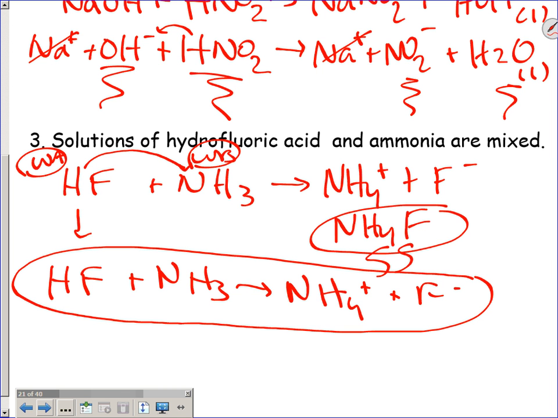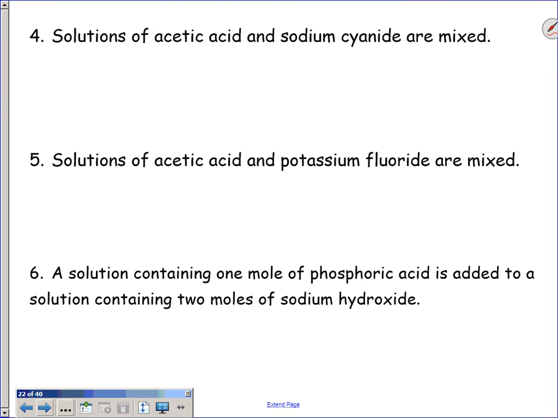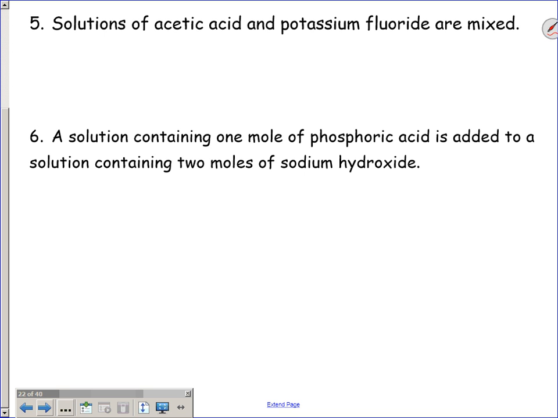Let's do one more, a little bit more complex one. I just gotta find it, so give me a second. There we go. Number 6. A solution containing 1 mole of phosphoric acid is added to a solution containing 2 moles of sodium hydroxide. Ignore the mole thing first. Let's just write the reaction, then we'll consider what to do.